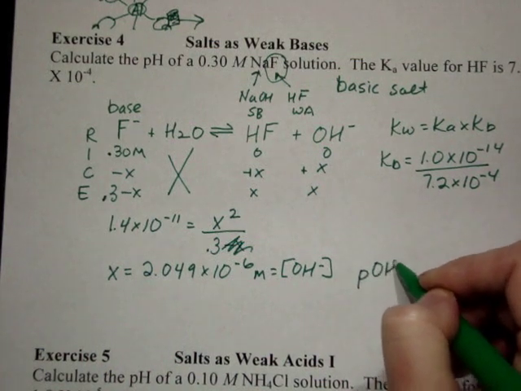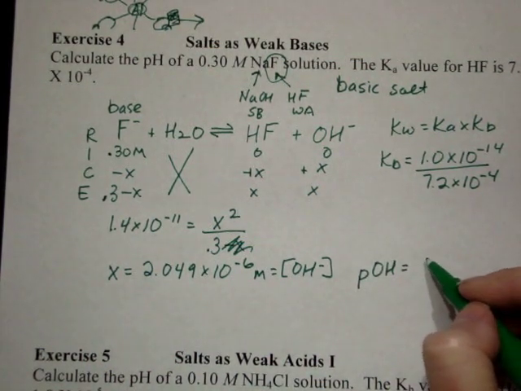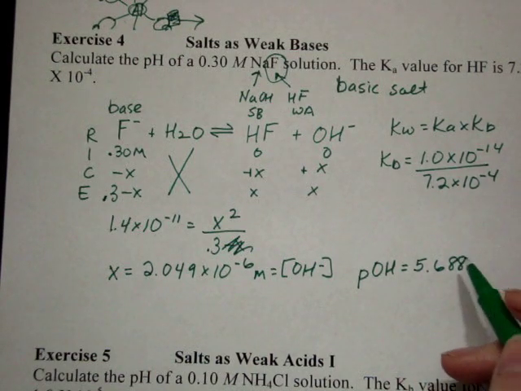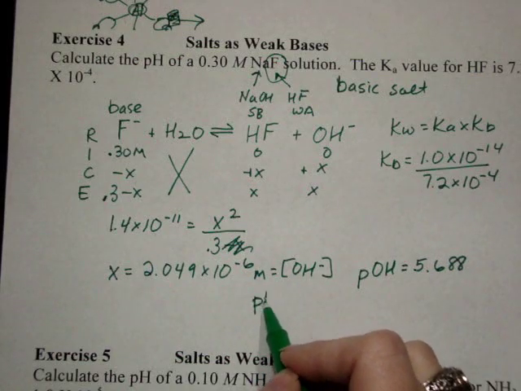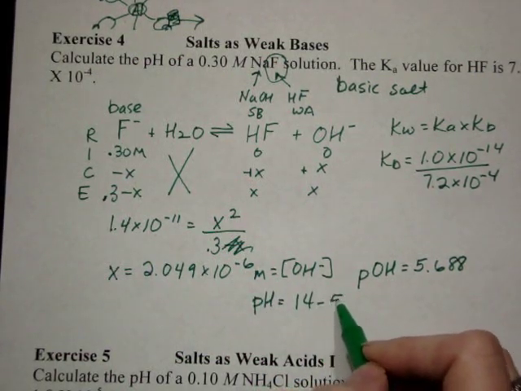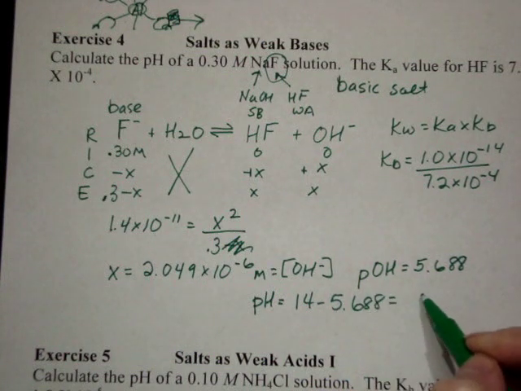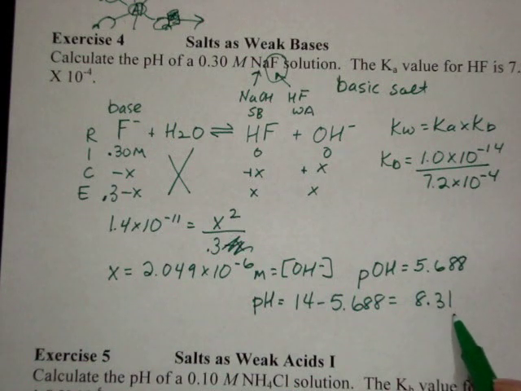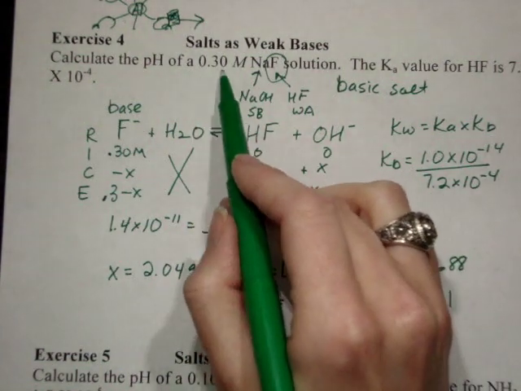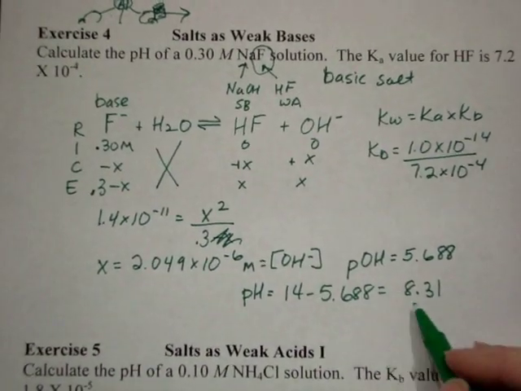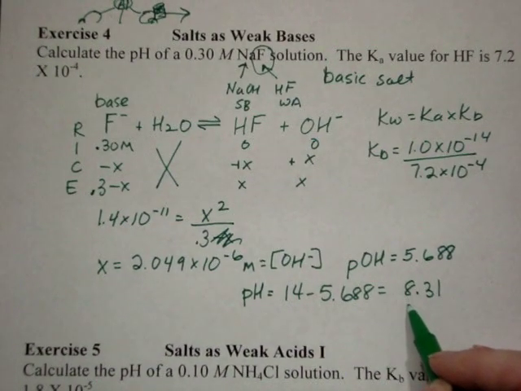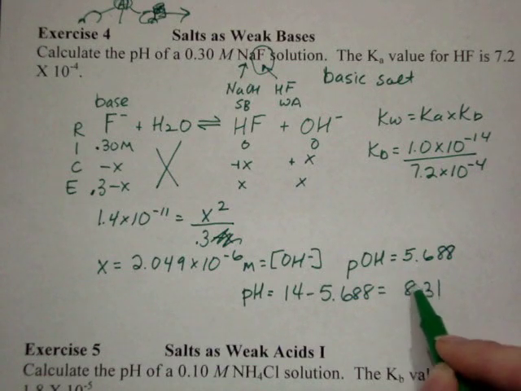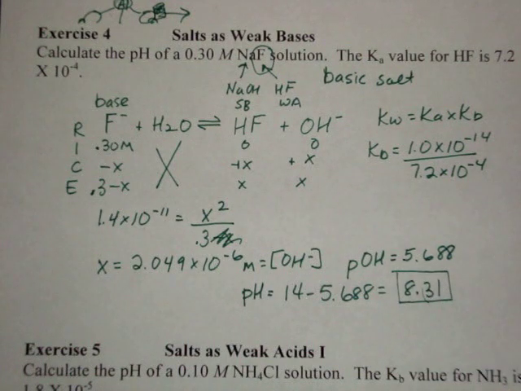So from that, I can take the negative log and I can get the pOH, which is 5.688. And from there, I can get the pH by doing 14 minus the pOH. And I get 8.31. I'm going to go ahead and stop there with 2 significant figures because I had 2 significant figures in my concentration. Again, this first one in the pH is coming from the exponent, so these last 2 are my significant figures. So that becomes my answer.